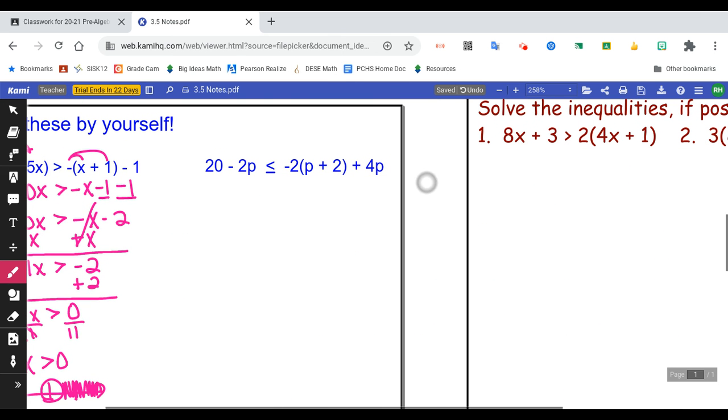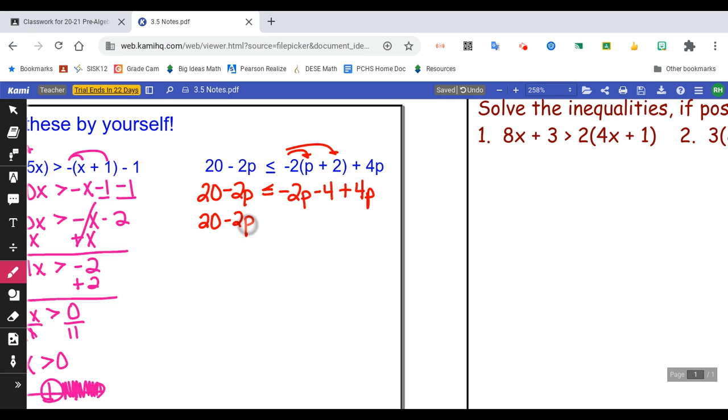Okay, back here. Sorry, moving all around. We've got 20 minus 2p. Can't do anything with that one. Less than or equal to. Let's distribute negative 2. So negative 2p minus 4 plus 4p. We can combine on the right, so the left just drops again. Negative 2 plus 4 is positive 2p minus 4.